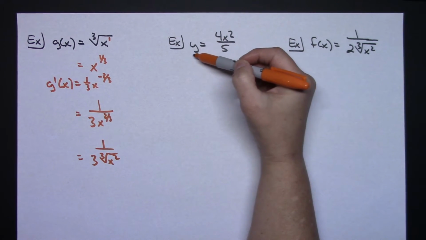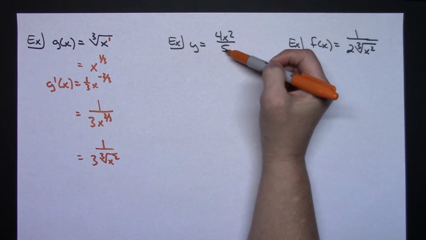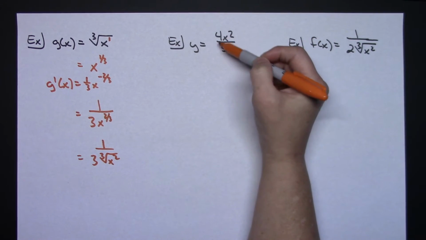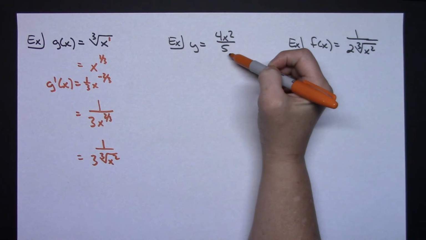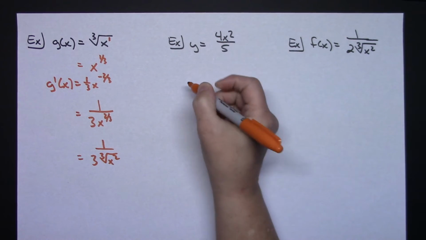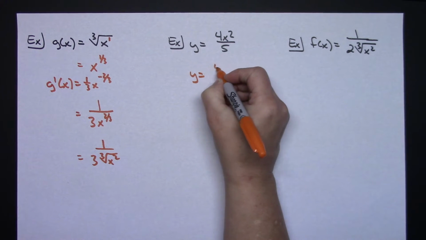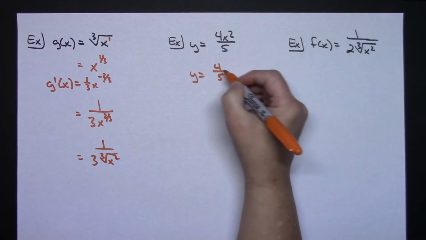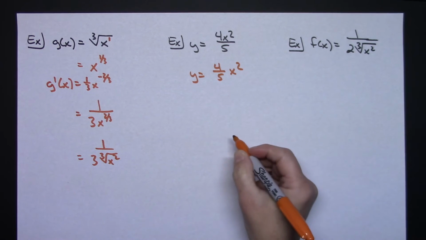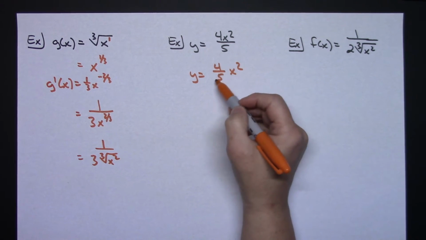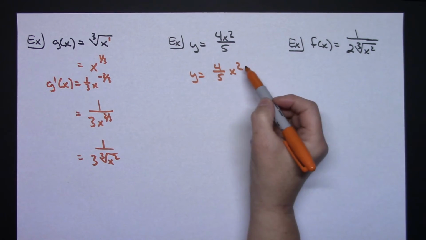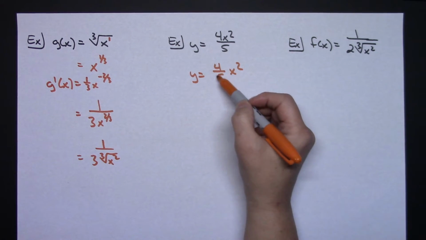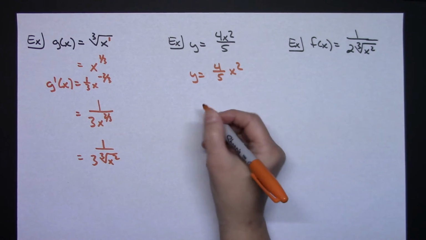Alright, on this example we've got y equals 4x squared over 5. Well, written like this, and you'll see it this way in textbooks, you should recognize that 4/5 is the coefficient, but if you can't, pull it out and write it like this, 4/5 x squared. Then it might make it way more clear what you're going to be doing here. I'm going to pull the 2 down and multiply it by 4/5.